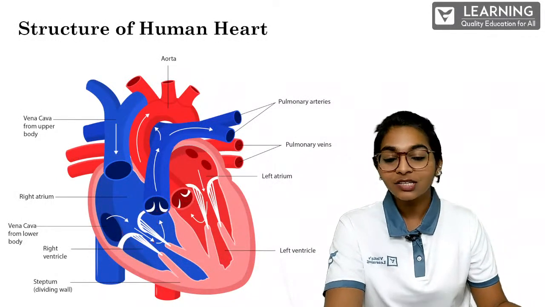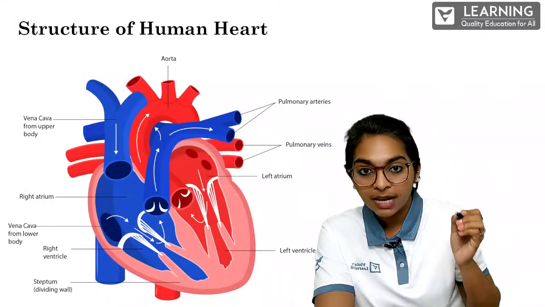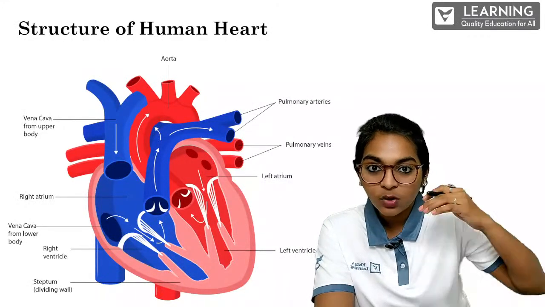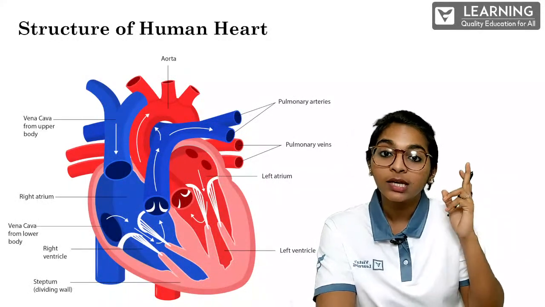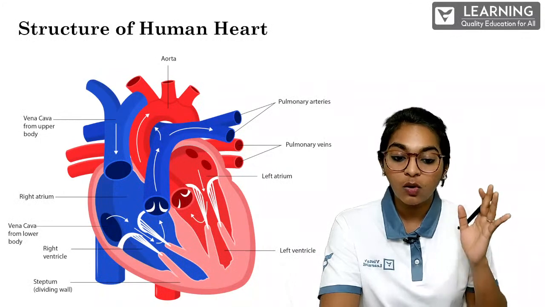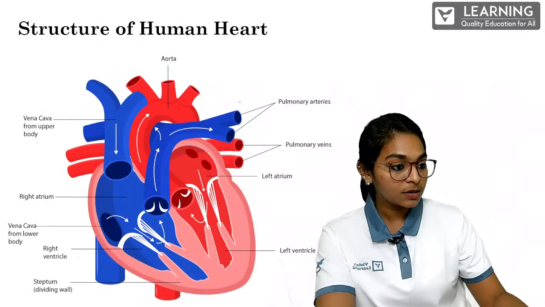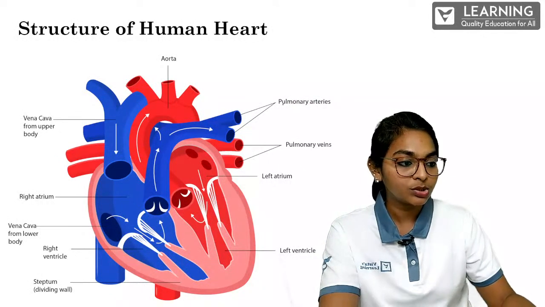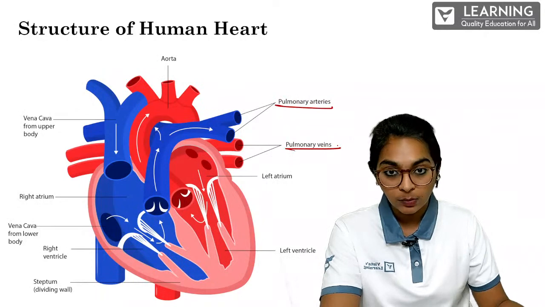So why are all these valves there? To prevent the backflow of the blood. That is why each opens only in one direction. It doesn't open in both directions. It prevents the backflow of the blood. Is it clear? Then when you look at the tubes here, multiple tubes, the major ones you have to keep in mind are the pulmonary artery and pulmonary vein.